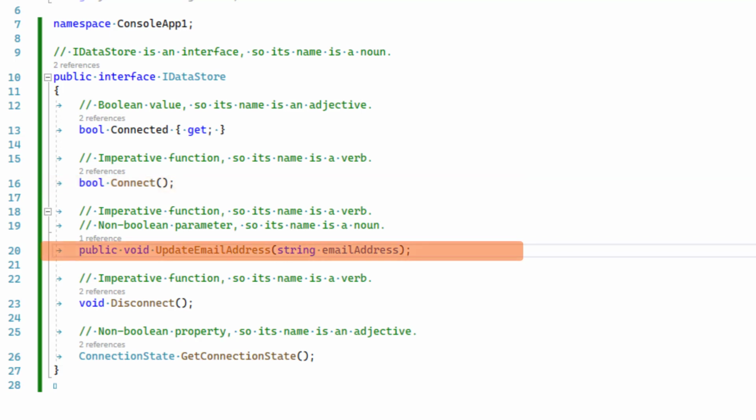Next is a void imperative function. It definitely gets a verb name. In this case, it's named UpdateEmailAddress. Same thing with the Disconnect method below, but UpdateEmailAddress takes a parameter. Remember where we classify parameters, just like variables, fields, and properties, this will be a noun unless it's a Boolean. Here we have a string, so the parameter name will be a noun. We call it emailAddress.